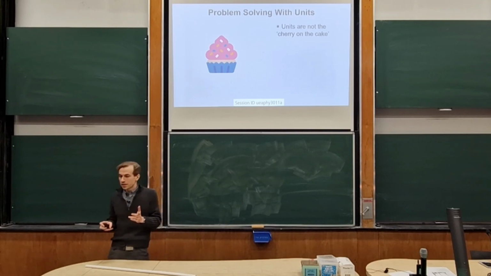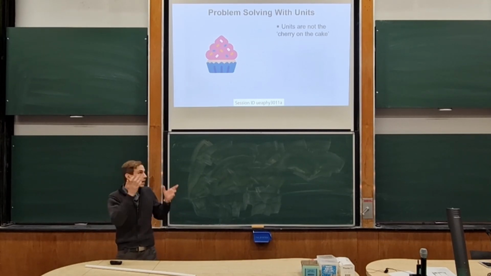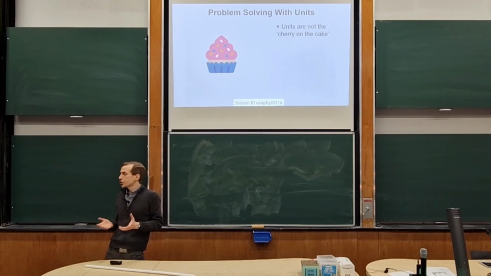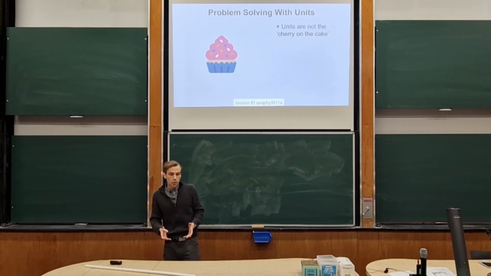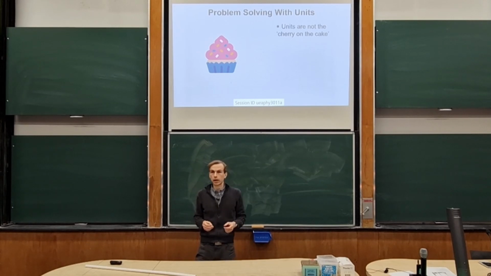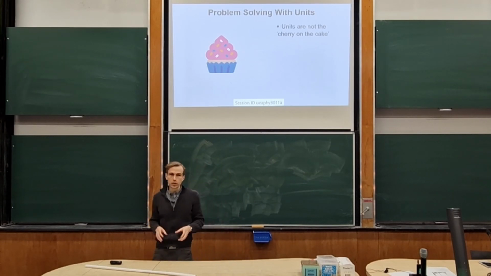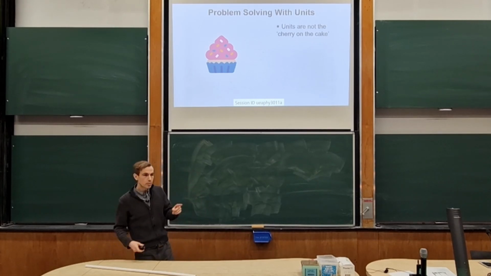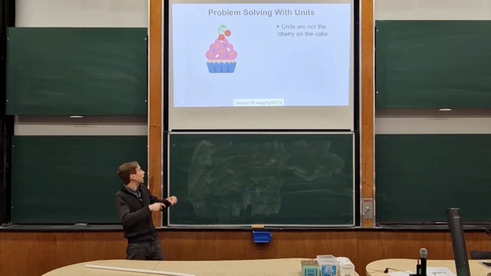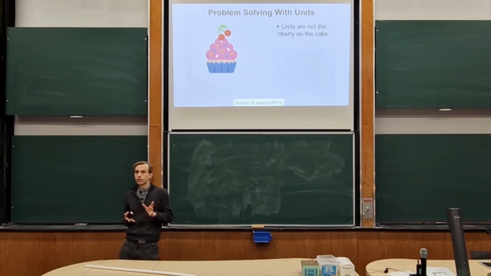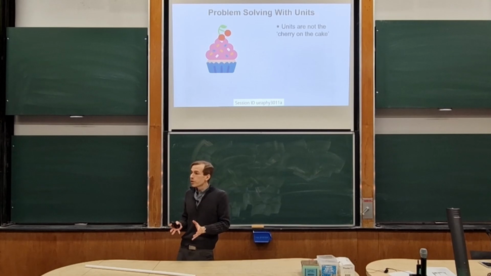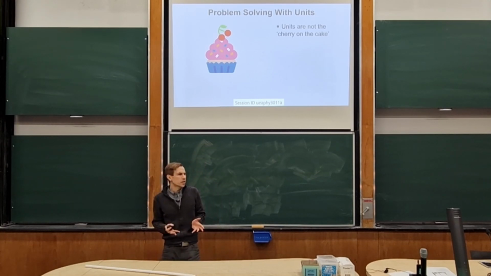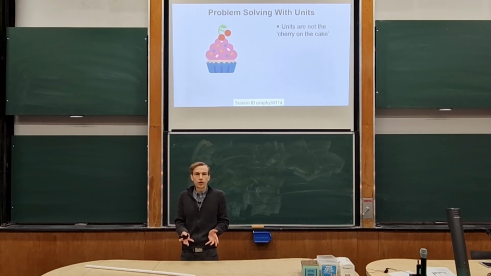So what do I mean by this? Let's imagine you've baked a delicious cupcake like we've got up there. You've baked the delicious cupcake, and someone's going to come along and try it. They're just about to try the cupcake, and you say, no, wait, the cupcake's not finished yet. Let me throw some cherries on the cake, and now the cake's finished. Now you can have the cake. We often think about units in much the same way, as just the cherry on the cake.